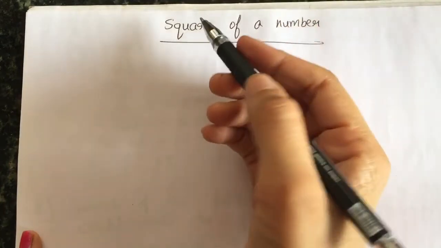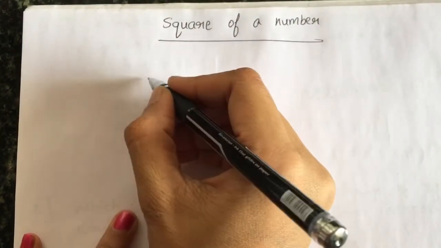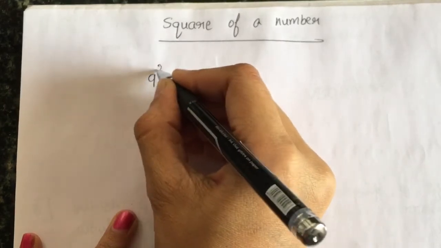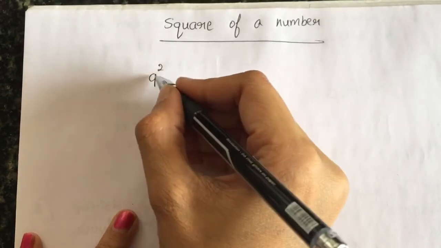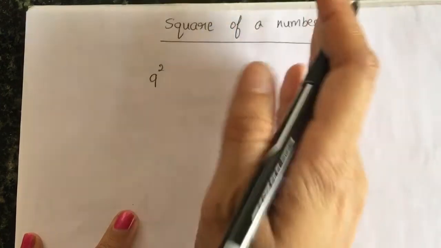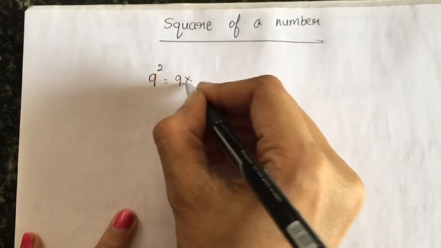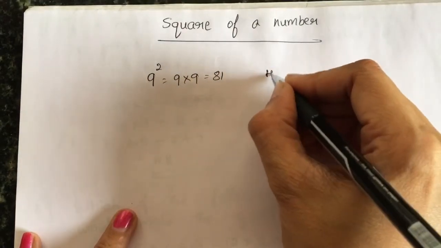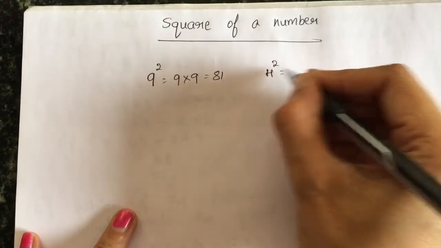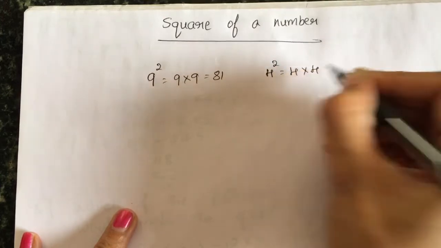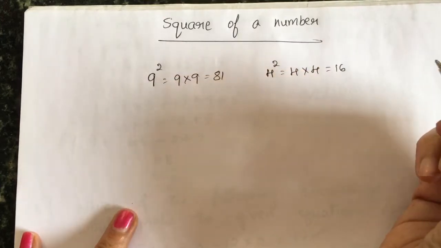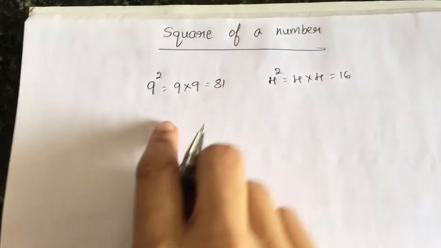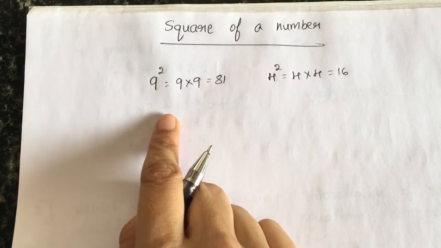What do you mean by square? Square means if I have to find the square of a number, say 9, it's written like this, then I need to multiply the number by itself. This is nothing but 9 into 9, so it's 81. If you want to find the square of 4, I have to multiply the number by itself. It's easy to calculate the square of a single digit number.